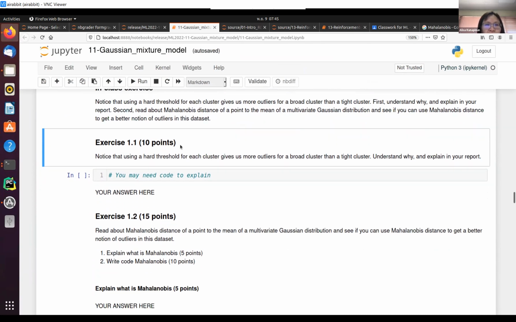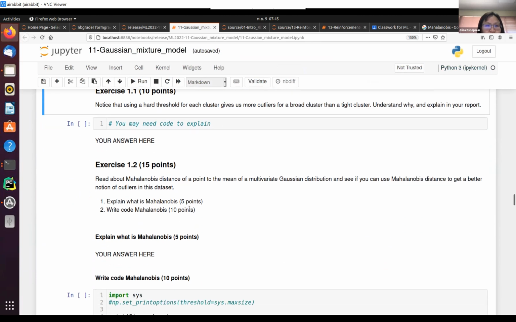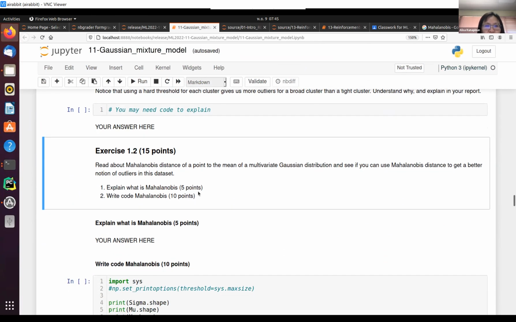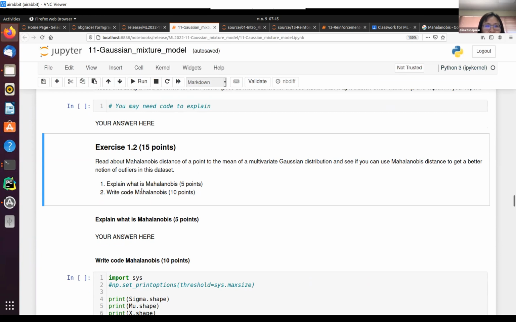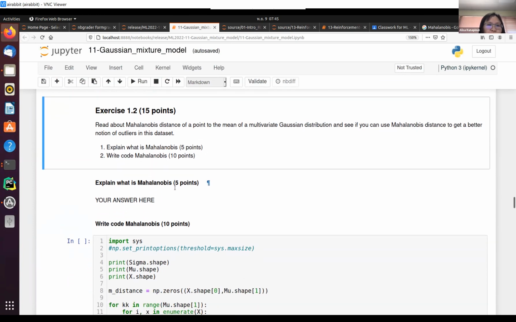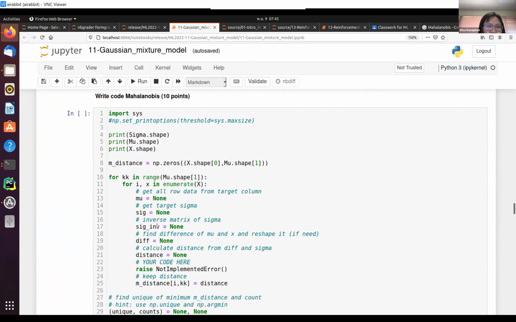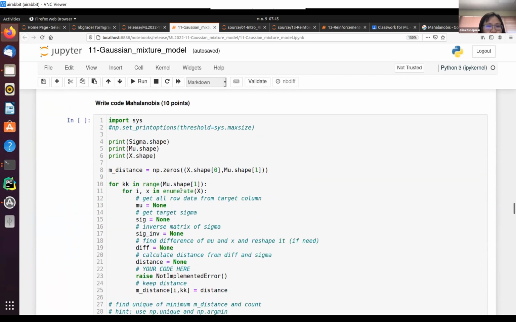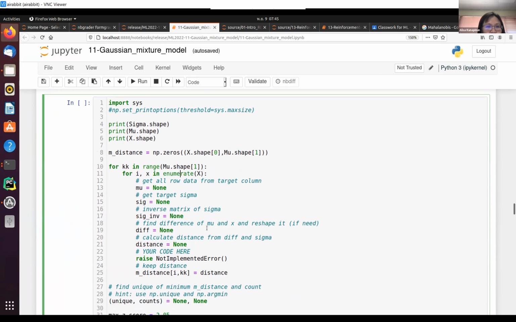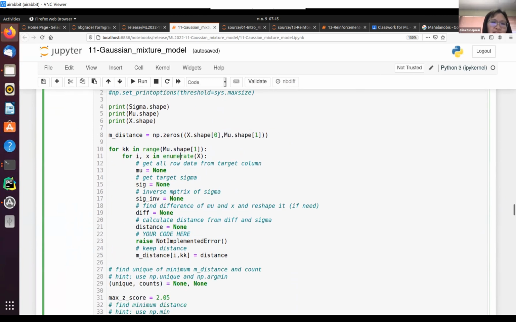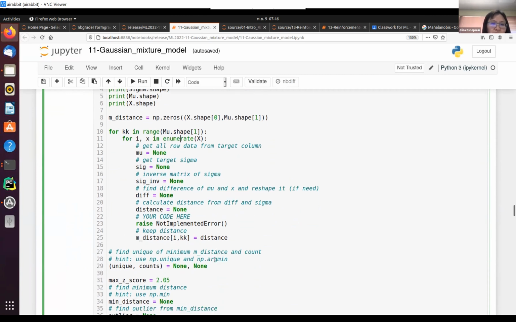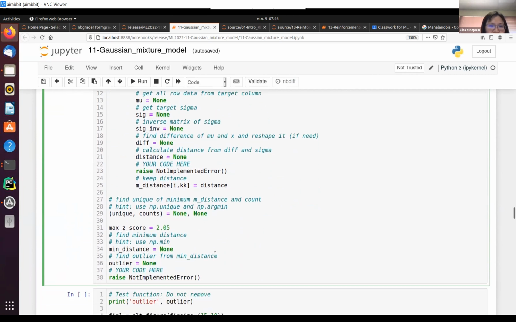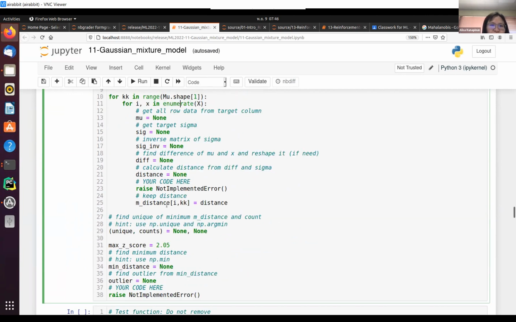Okay, first notice the threshold for each cluster, and read about the Mahalanobis distance of the point. Explain what Mahalanobis is and why we code the Mahalanobis. For the Mahalanobis code, we have given you some steps of the calculation inside here, but you need to rewrite it yourself.